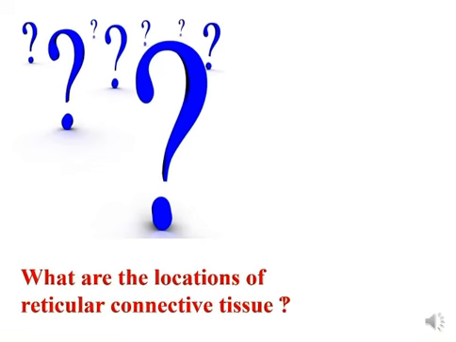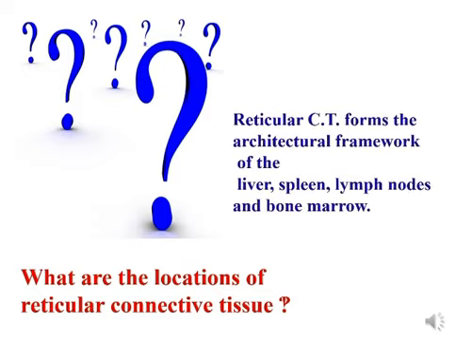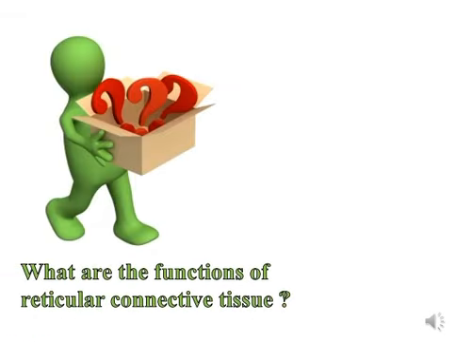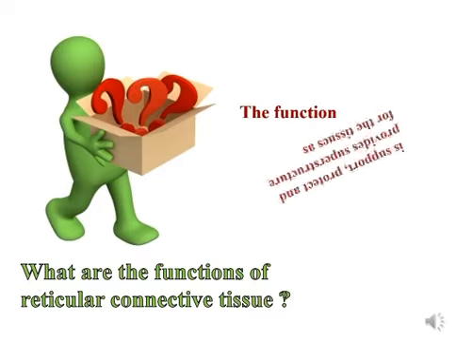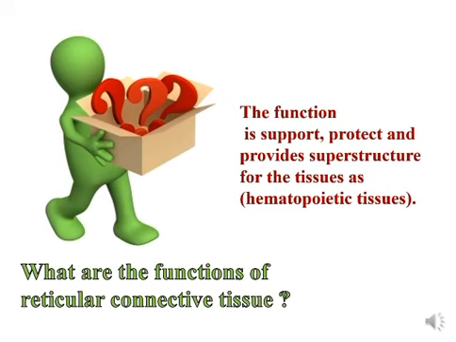What are the locations of reticular connective tissue? Reticular connective tissue forms the architectural framework of the liver, spleen, lymph nodes, and bone marrow. What are the functions of reticular connective tissue? The function is to provide support, to protect, and to provide a superstructure for tissues such as hematopoietic tissues, which are composed mainly of reticular connective tissue.